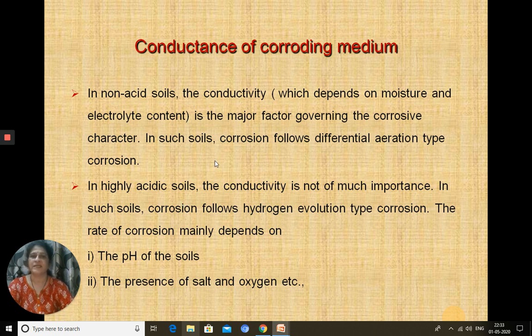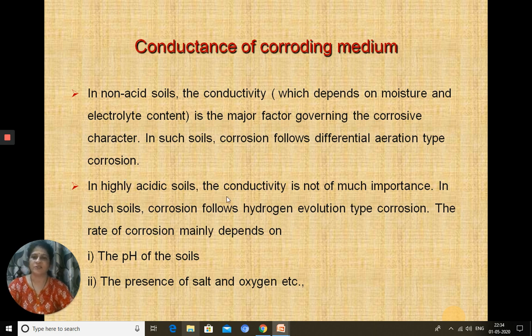And the last point is conductance of corroding medium. Very, very important. Where the corrosion of buried pipelines takes place, this conductance of corroding medium is very important. In non-acid soils, the conductivity, which depends on the moisture and electrolyte content, is a major factor governing the corrosive character. In such soils, corrosion follows differential aeration type of corrosion. This is a special type of corrosion which comes under concentration cell corrosion, and here the corrosion takes place due to the difference in the concentration of air, that is, the difference in the concentration of oxygen. This we'll discuss in detail in the next lecture.